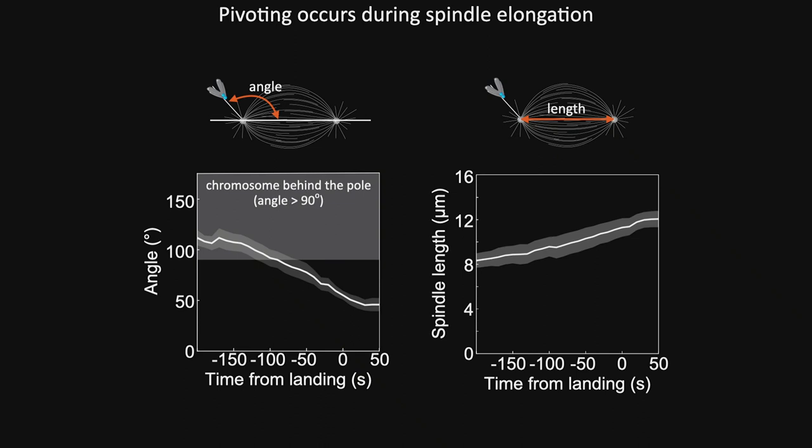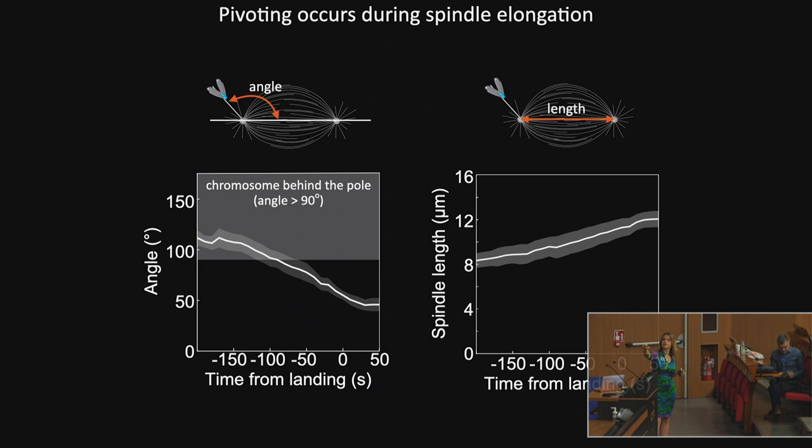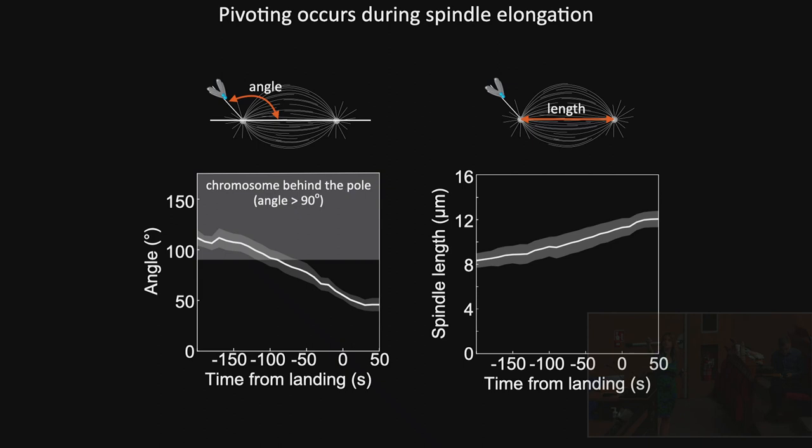Anyway, so we wanted to study this pivoting for our polar chromosomes. So we have a polar chromosome here. And to study pivoting, we are measuring the angle between this microtubule here and the spindle axis. And the angle over time goes down as the chromosome is moving from here to here. Typical angle is 140, 120 degrees, whatever, and it ends up at around 50 when it binds here to the spindle.